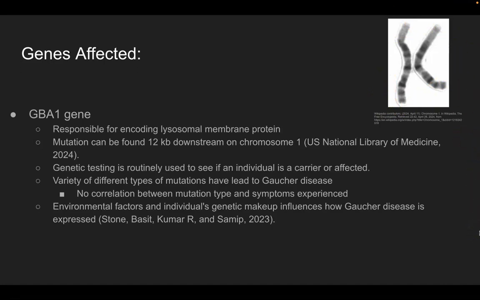Genetic testing is routinely used to see if an individual is a carrier or affected. To test for Gaucher disease specifically, it is done genetically by identifying biallelic pathogenic variants in GBA1. There is not just one specific mutation that leads to Gaucher disease. In fact, there are a variety of different types, and ironically, there is no correlation between the mutation type and the symptoms experienced. However, environmental factors and an individual's genetic makeup have been shown to influence how Gaucher disease is expressed.